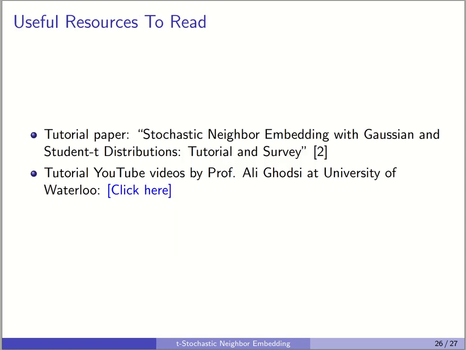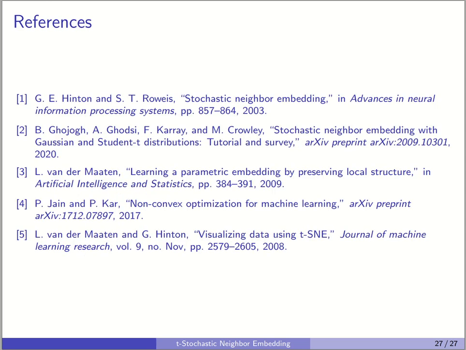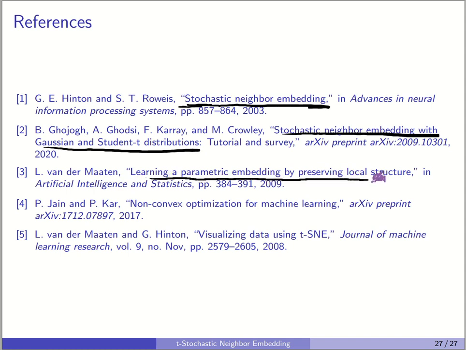There is a tutorial paper that we have, Stochastic Neighbor Embedding with Gaussian and Student-t Distributions. You can read that. There's also a good tutorial YouTube video by Professor Ghodsi at University of Waterloo. These are the references. This is the SNE paper, the original SNE paper. This is our tutorial paper. This is the t-SNE. This is the paper for t-SNE with general degrees of freedom. This is the paper for alternating optimization approach, and this is the original t-SNE paper or Cauchy SNE.